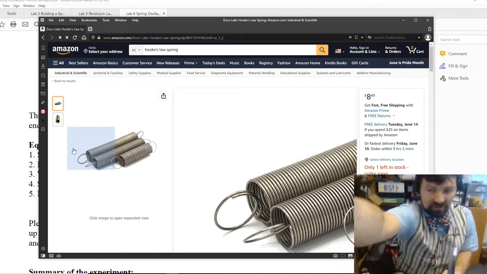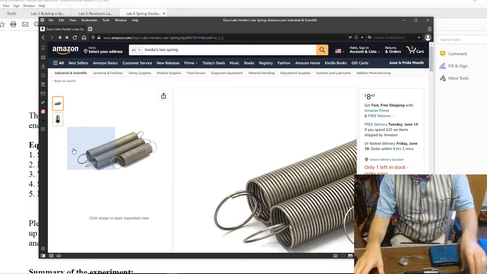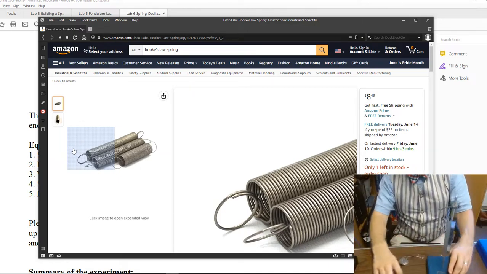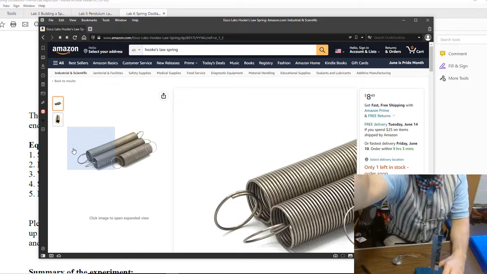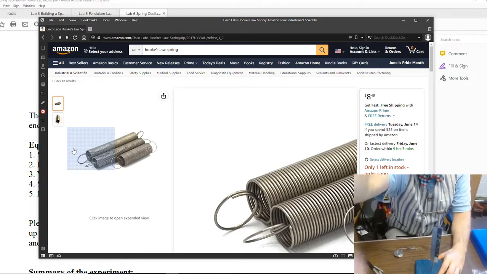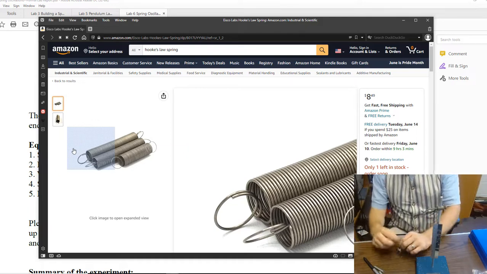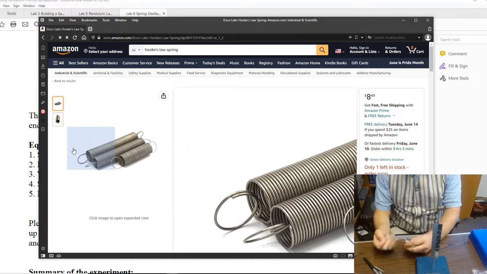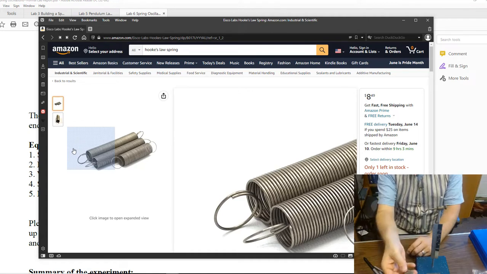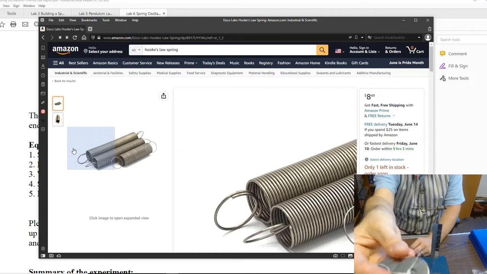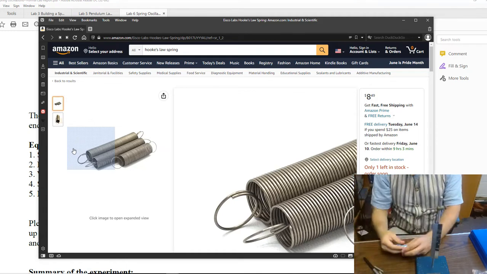It's now attached to this stand like so, and I'll try to bring it up a little closer to the camera, I think about there. And then instead of using water, I have a different mass set. These are just little washers, like what you put on the end of a bolt.